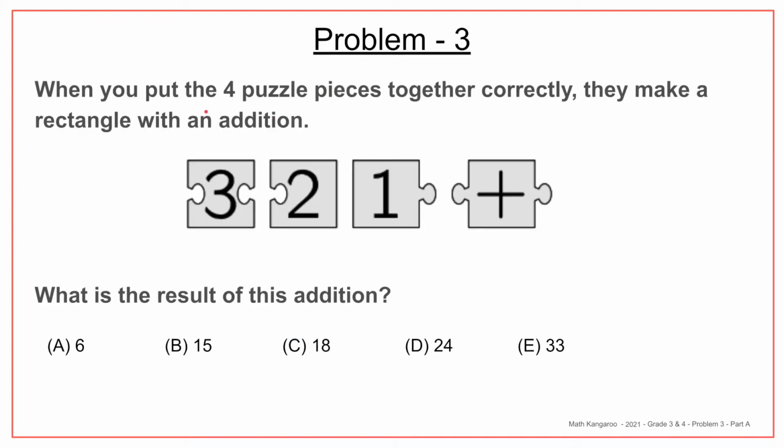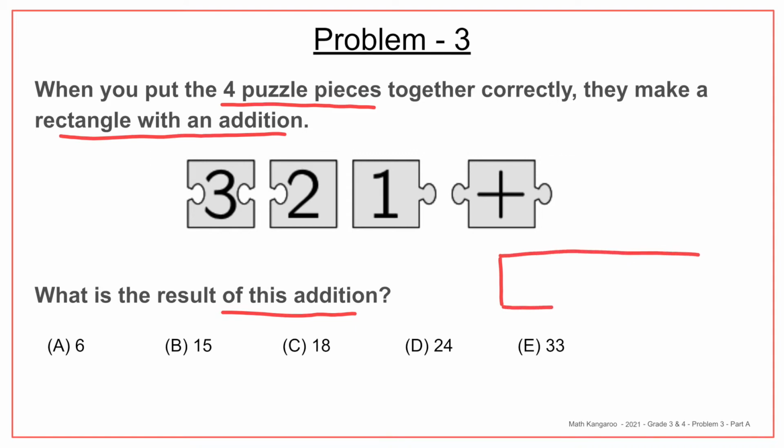Problem 3. When you put the 4 puzzle pieces together correctly, they make a rectangle with an addition. These are the puzzle pieces. What is the result of this addition? These are our options. So let us assume we have to make a rectangle of numbers. This is the rectangle. So we have the first corner piece, the leftmost is 1.